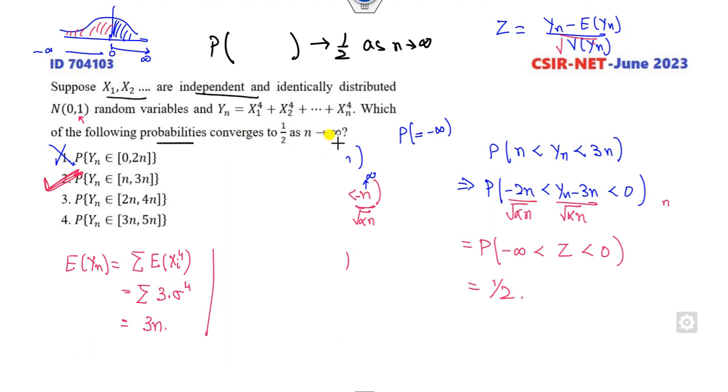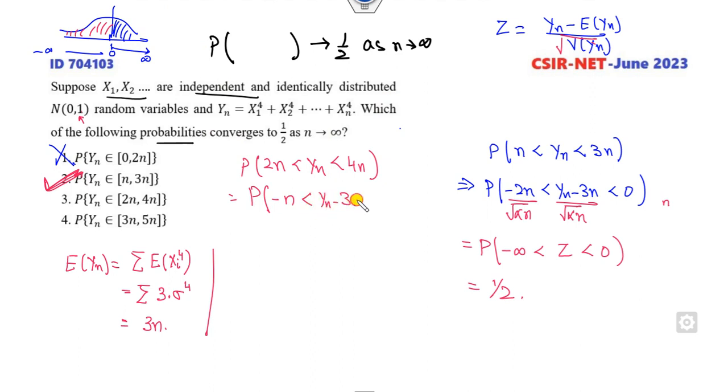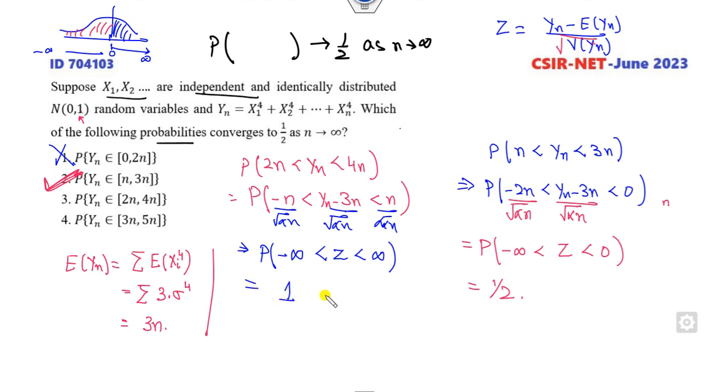Look at the third and the fourth option. By the same approach, we have 2n less than Yn less than 4n. If you subtract 3n, Yn minus 3n is between minus n and n. If I divide this by root of alpha n, and take n approaches infinity, this goes to minus infinity, this is Z, this goes to plus infinity. The answer is 1, which is not equal to half. So this option is cancelled.